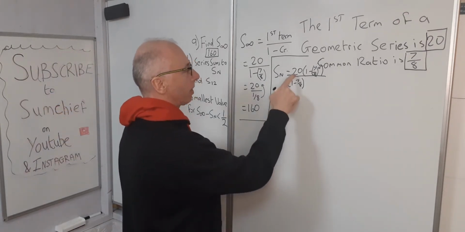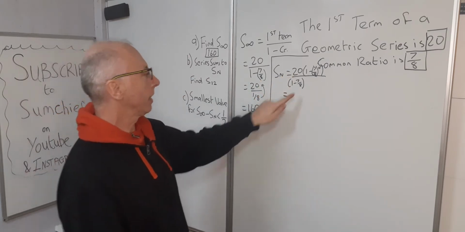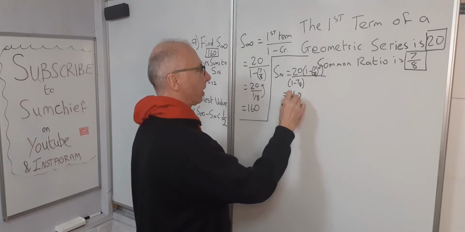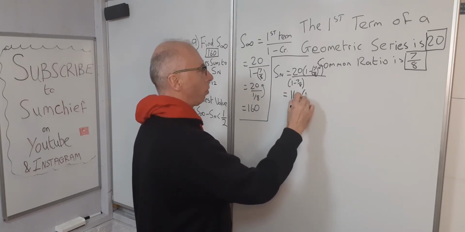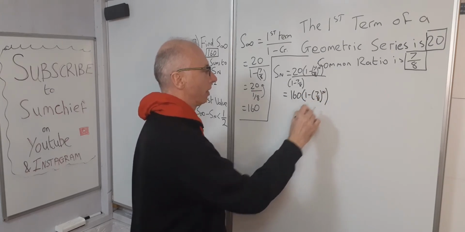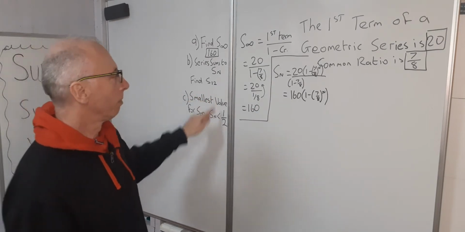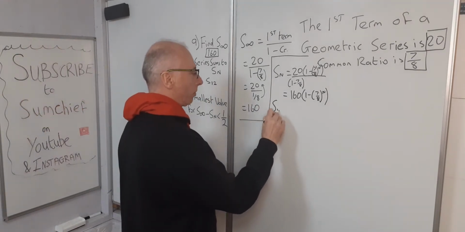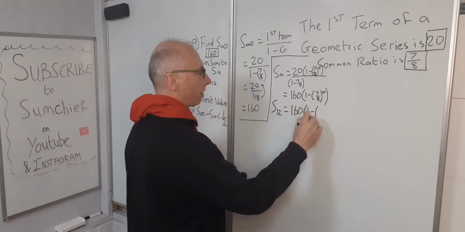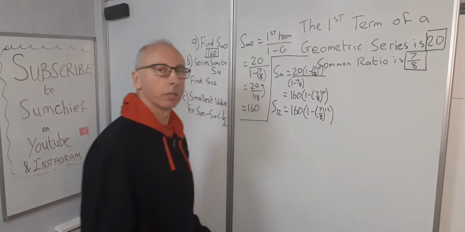We can also break this down now that we know this. We know that 20 divided by 1 minus 7/8, that is 160. So we've got 160 times 1 minus 7/8 to the power of n, and that's it. So we want to find the 12th term. Therefore S12 equals 160 times 1 minus 7/8 to the power of 12.